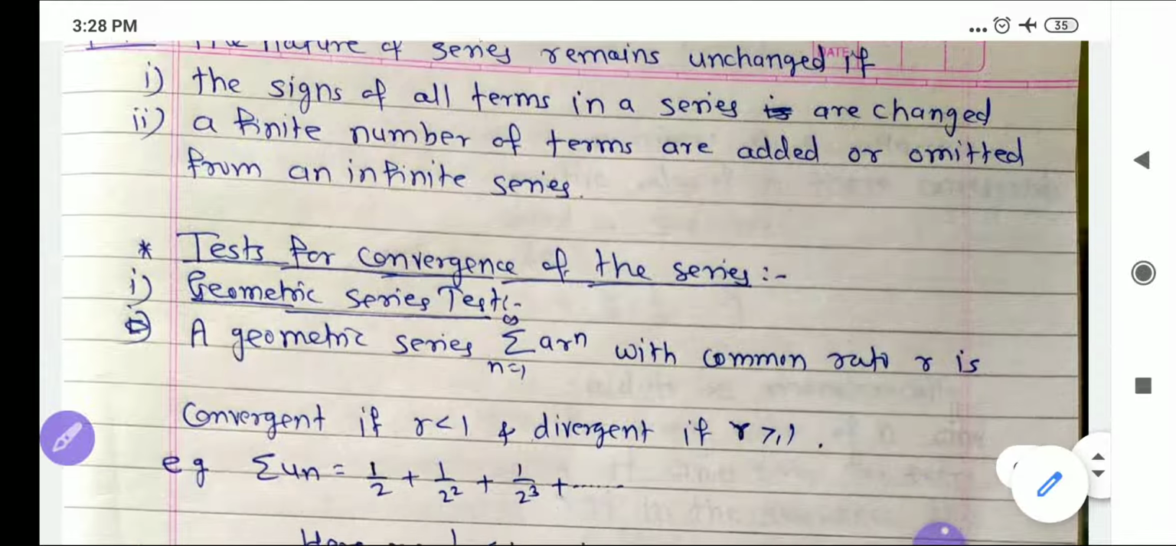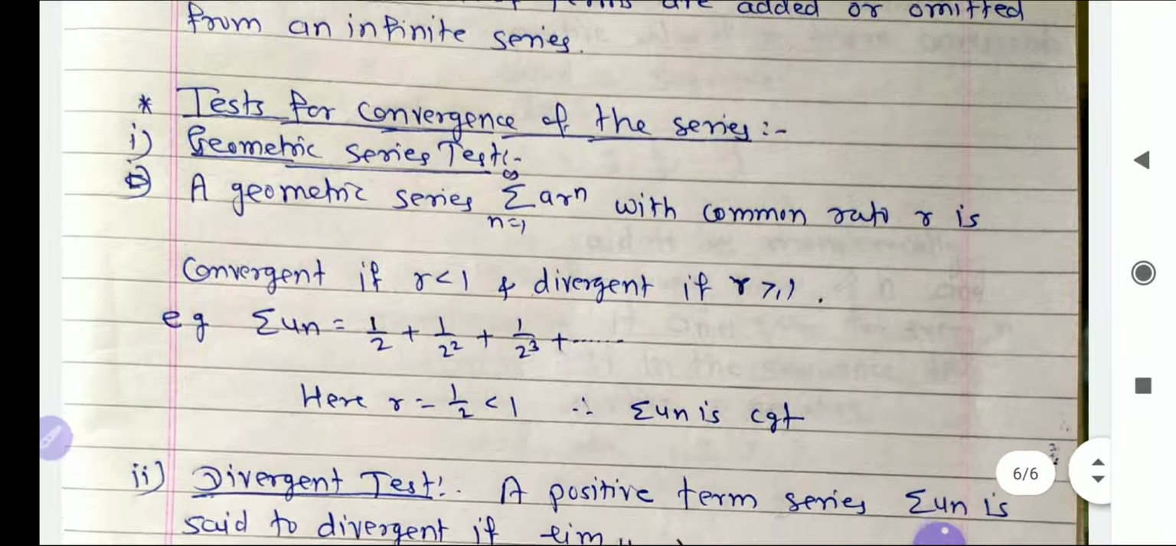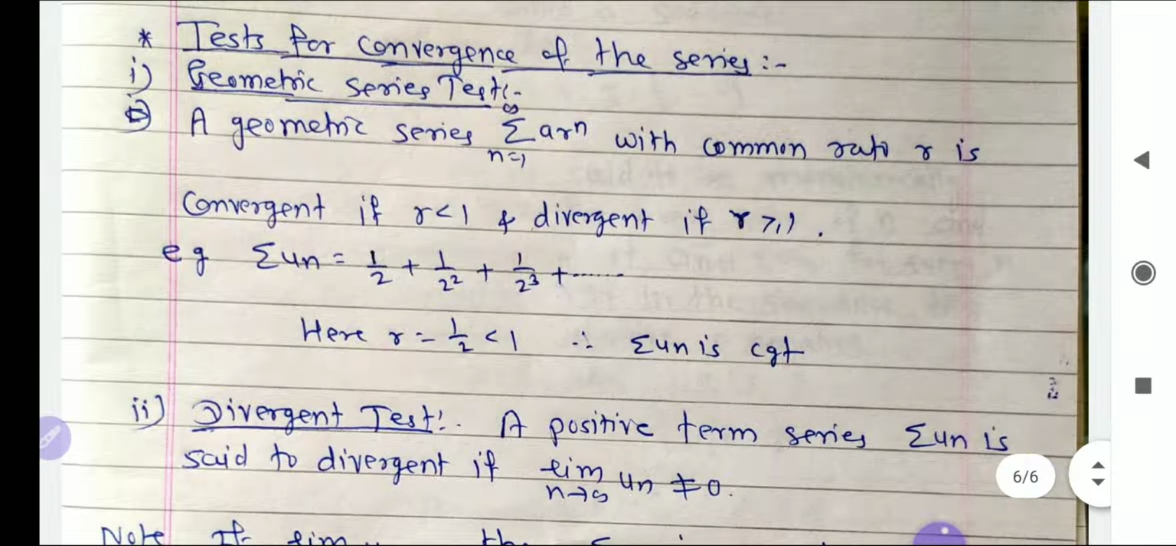Okay, next one is tests for convergence of a series. This is very, very important. How do we check whether a given series is convergent or divergent? There are some tests, nine to ten tests. In this video we will take some simple tests. In the next video we will take the comparison test and problems on that test.